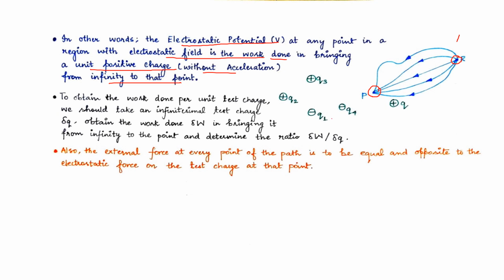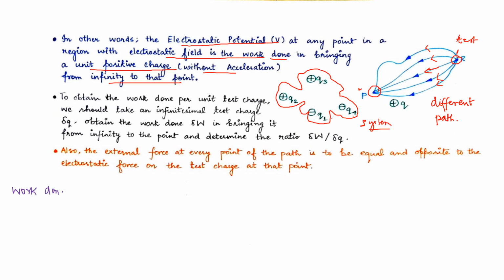See, Q1, Q4, this is a system of charges. So we are bringing our test charge from this R position to P position. We are using many paths. This is a path, this is a path, this is a path, this is also a path. So there are many different paths. Though it is following different paths, the work done will remain the same.